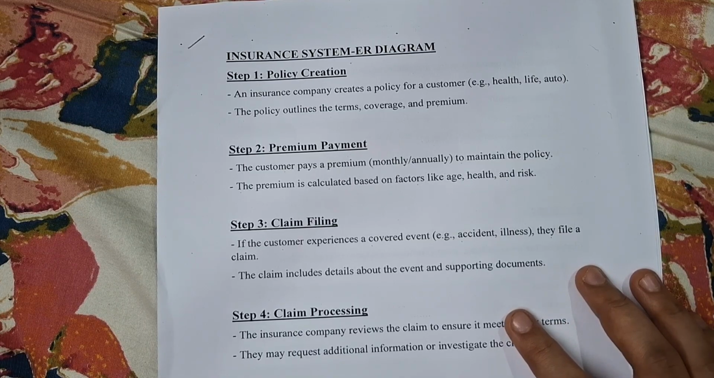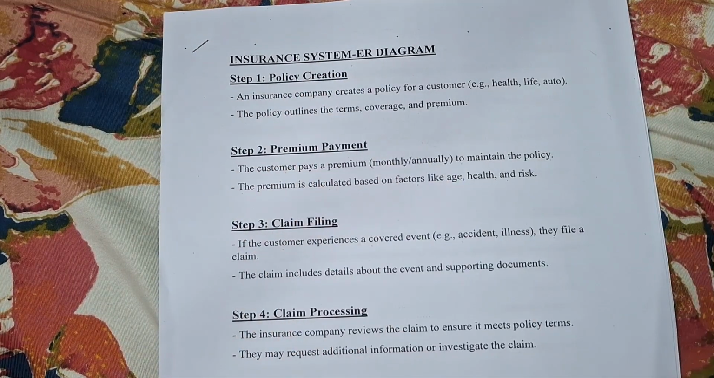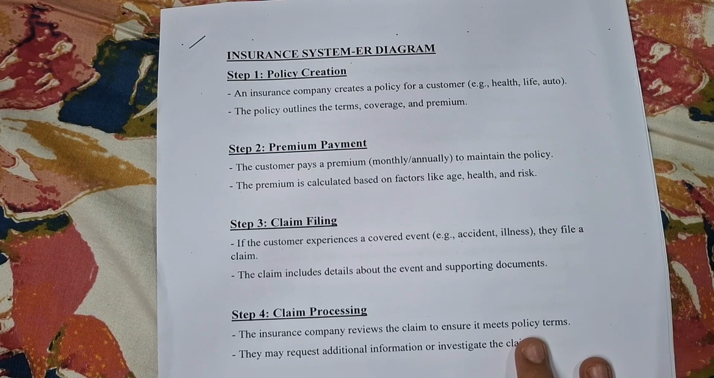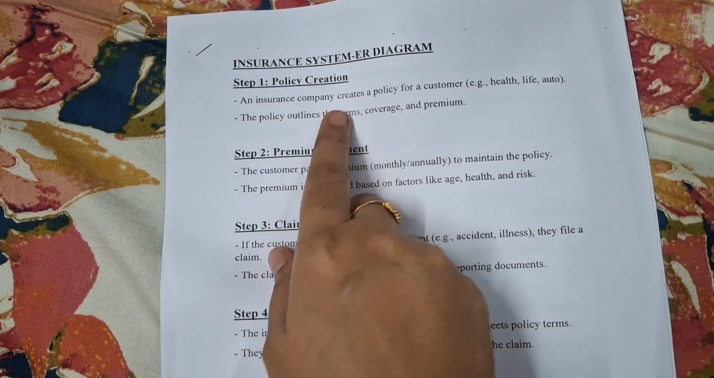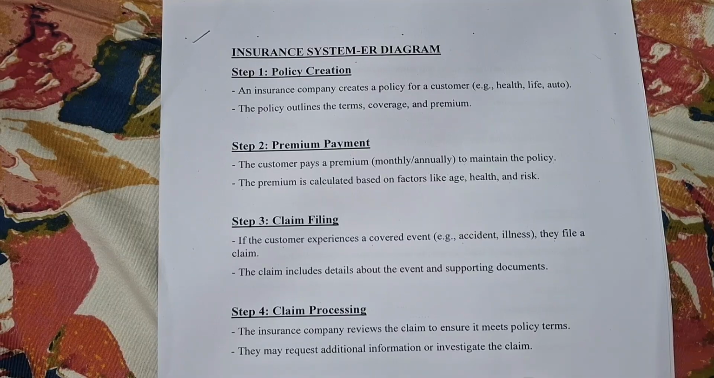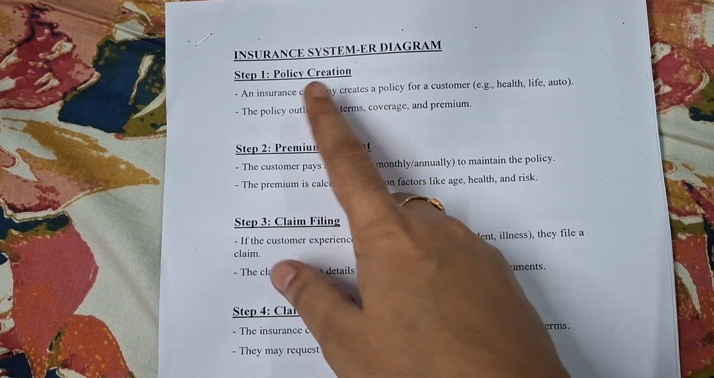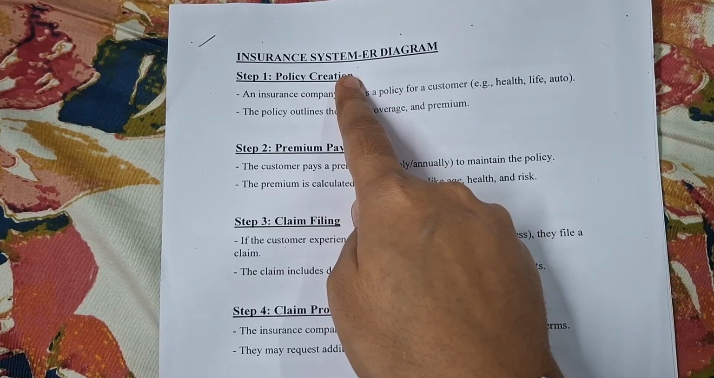So even if you are aware of the steps and even if you are aware of the symbols, if you don't know anything about the topic, it is very difficult for you to draw the ER diagram. It is not just difficult, it is impossible for you to draw the ER diagram without knowing anything about the topic. So now firstly we are going to see how this topic works. What is the entire procedure of this insurance system we are going to see.